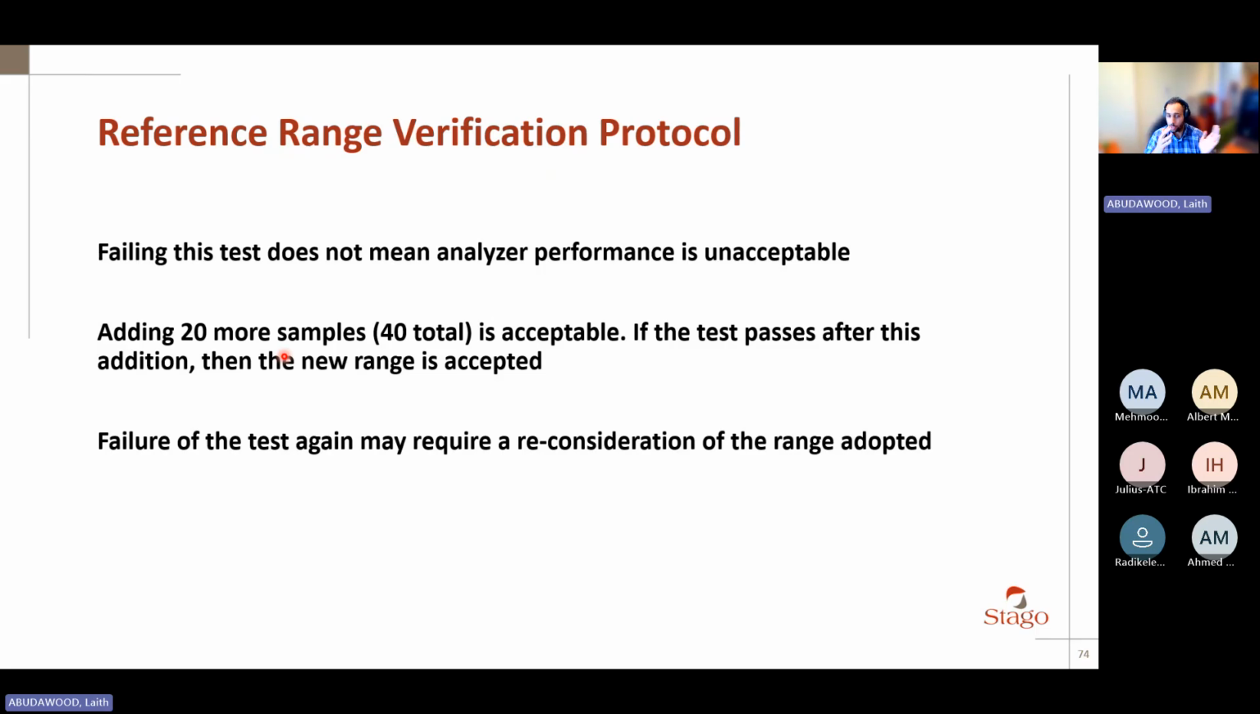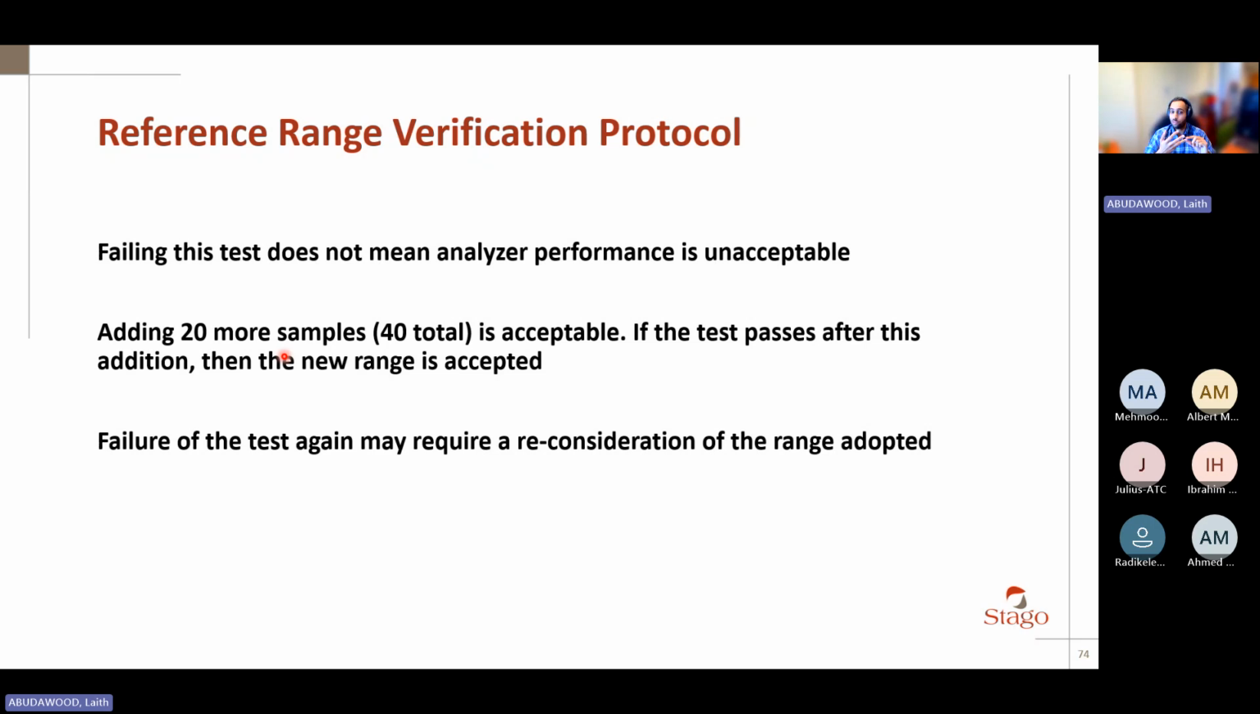So this means the Stago range, for a lot of populations in the region, is not compatible, okay? So reference range verification failure here does not mean that your machine has an issue. It simply means that this reference range that you have chosen, Stago's range in this example, does not work well with my population. Then what do you do?